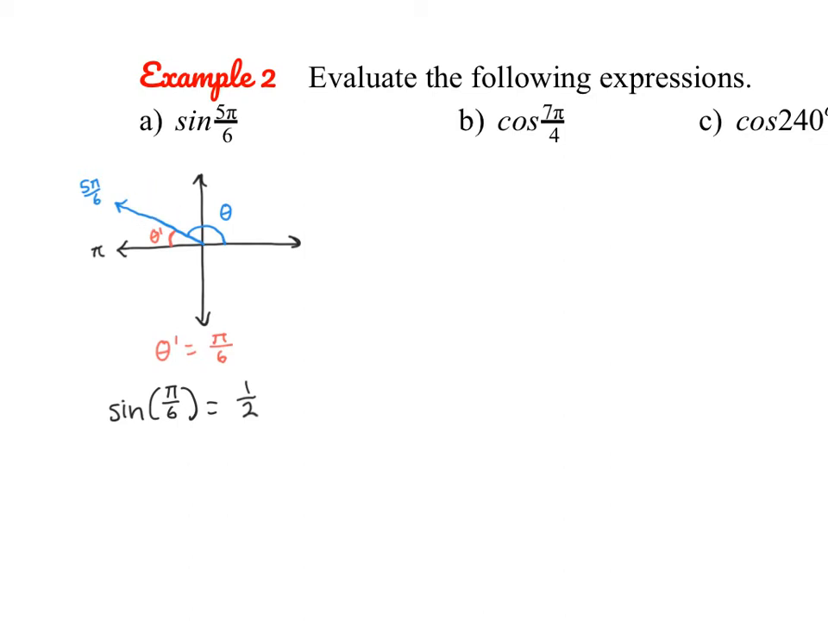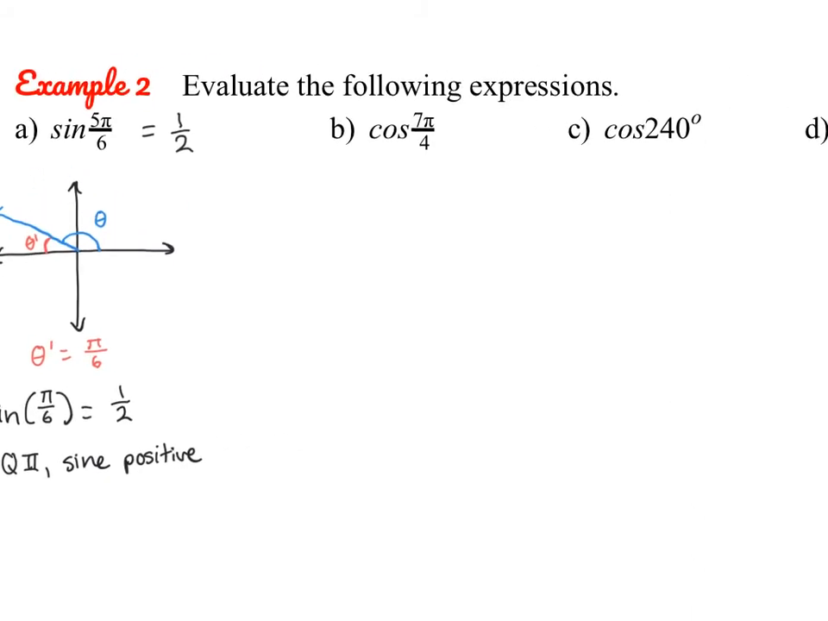So we know that in quadrant 2, sine is positive. So in quadrant 2, sine is positive. So our answer is simply positive 1/2.